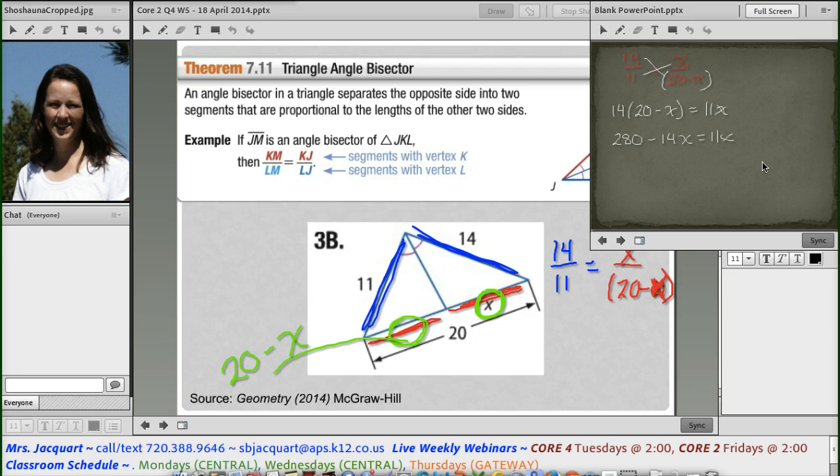We're going to add 14x to both sides. So 280 equals 25x, and divide by 25. And x equals 280 divided by 25, 11.2.